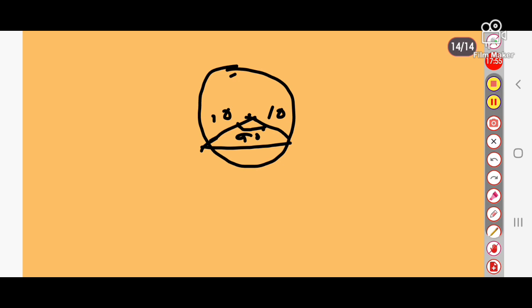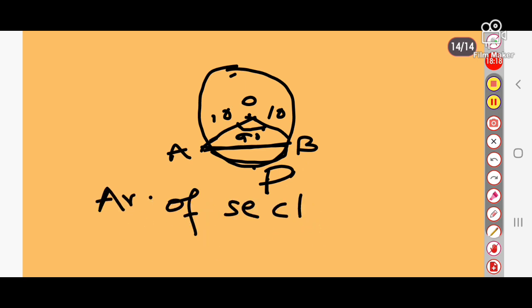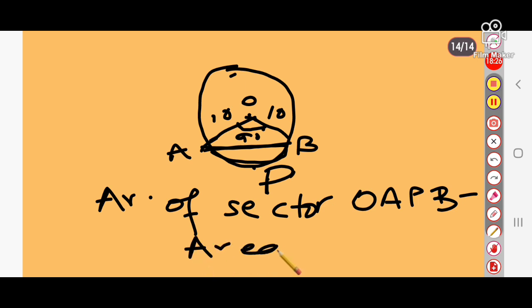So area of segment, okay, we will just name this O A B, this be a point P, right? Now the area of the segment APB is the area of the entire sector OAPB minus area of triangle AOB, which will give the area of the segment APB. That is the formula.